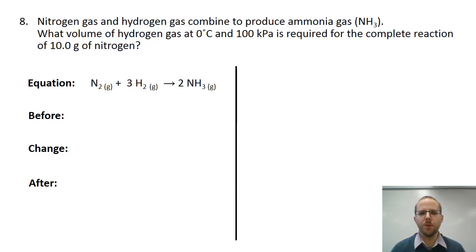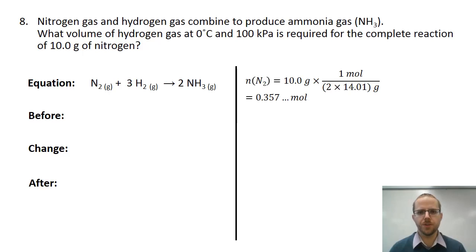So we need to perform the conversion to convert from mass to moles for nitrogen first. So we multiply 10 grams by 1 mole over the molar mass. Now just remember, because it's N2, we have to do 2 lots of the nitrogen in our molar mass to work out 0.357 moles without additional decimal places. So we can fill out the before line of our table.